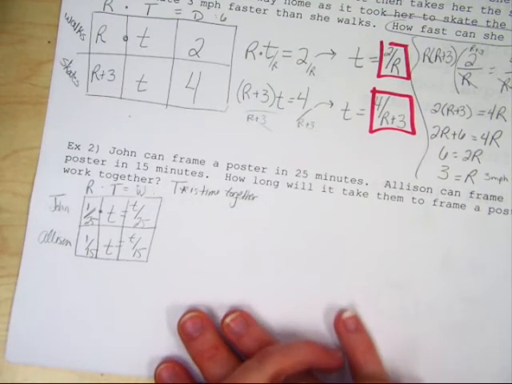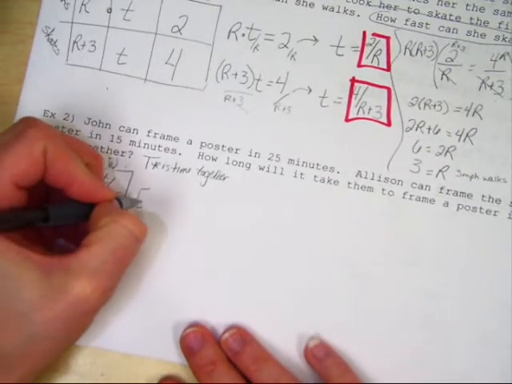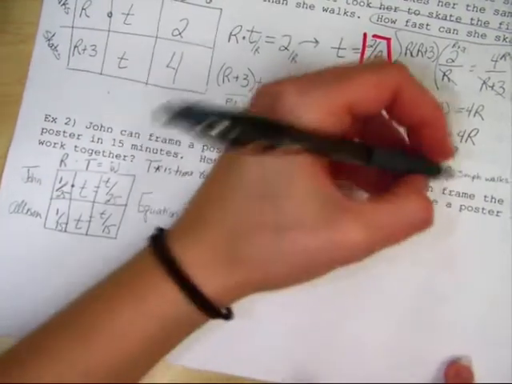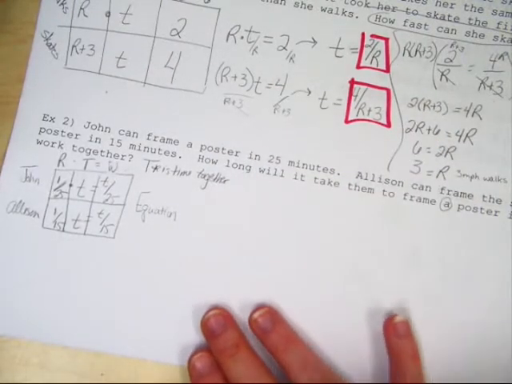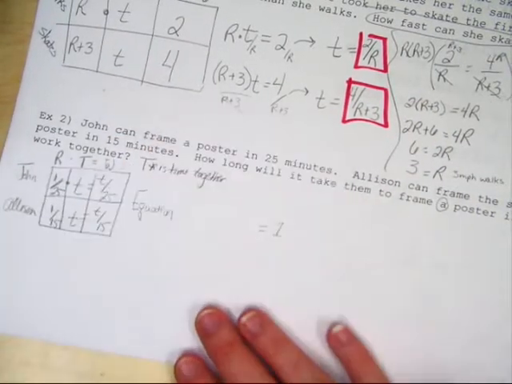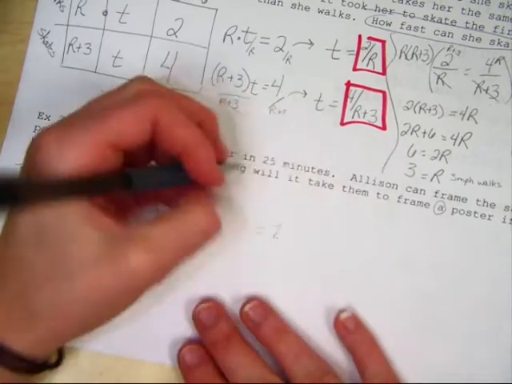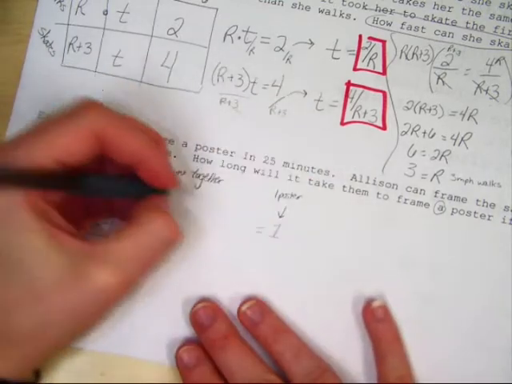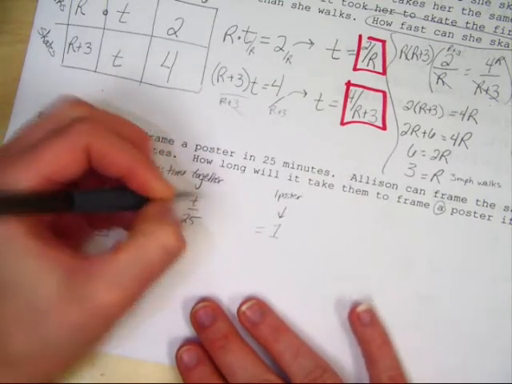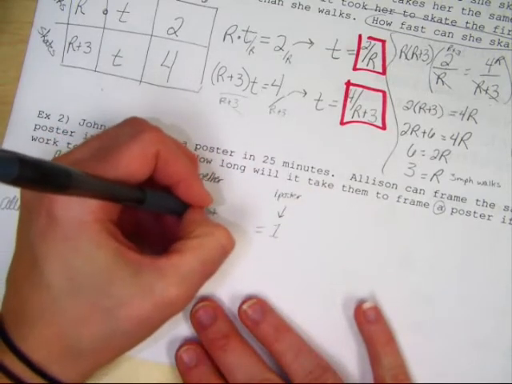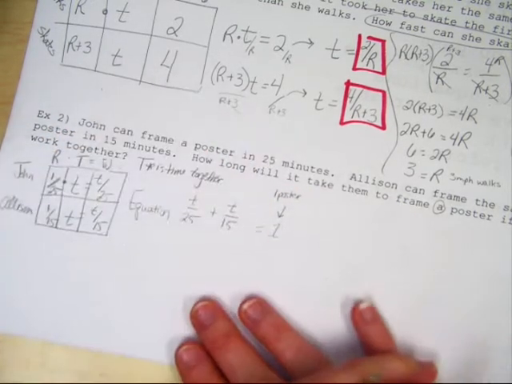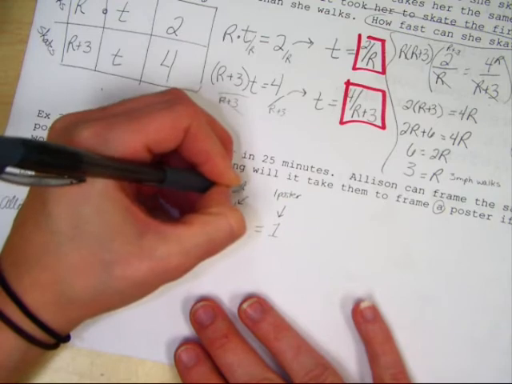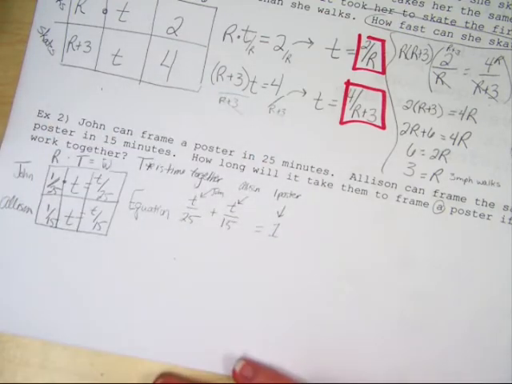Now this is where it gets a little confusing to make your equation. Our equation depends on how many posters we want them to frame. It says how long will it take them to frame a poster. So we need their work to equal 1, because that 1 stands for one poster. So we take John's fraction of the work, T over 25, plus Allison's fraction of the work, T over 15, and we add them up.